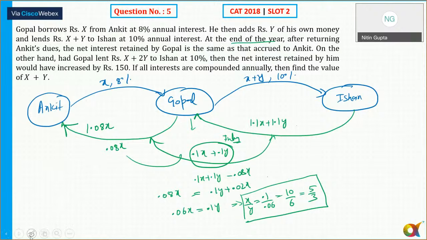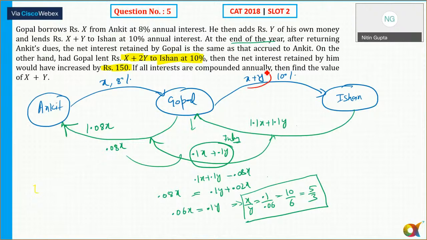Now the second point, which is important here. On the other hand, if X plus 10, the net interest retained by him would have been rupees 150 more. Okay. It means what?